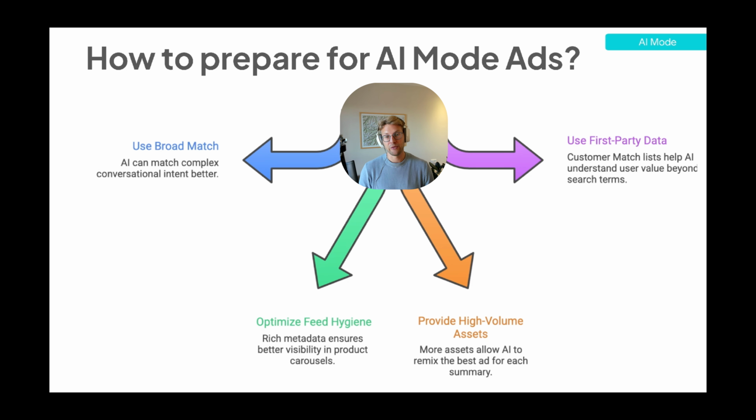And obviously, first party data, customer match lists are really good for you to understand what's the value behind your customers, what's the value for your campaigns. Do you want to bid more on new customers or existing customers? So it's really important that you train the algorithm also with your first party data.